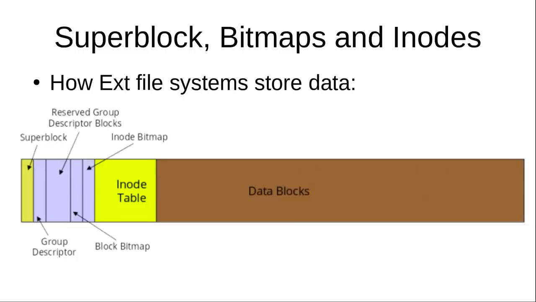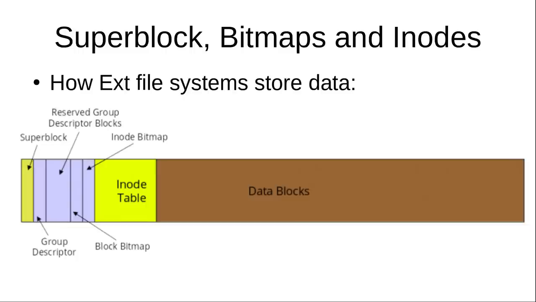So the first thing that you're going to see here is the super block, which is an area on the drive at the very front that contains information about the file system. This tells the kernel exactly where everything is and how to address things. Then the next thing you're going to see is the group descriptors, which just talk about groups of blocks of data on the drive. The next one is the reserved group descriptor space, which is for extra copies of the group descriptors. And then we have the block bitmap and the inode bitmap.